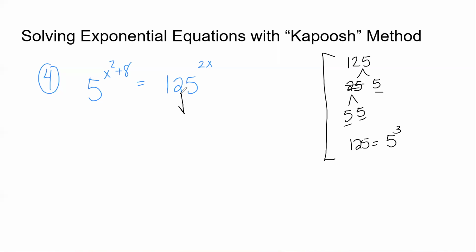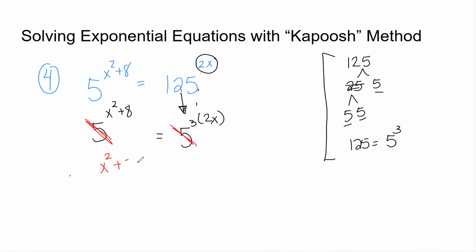So let's make that substitution. This is 5 cubed, but then you still have the power. You didn't mess with that, so just bring that straight down. I usually put it in parentheses. And then over here was fine. And now, kapoosh, kapoosh. Leaving us x squared plus 8 equals, you can distribute here and get 6x.